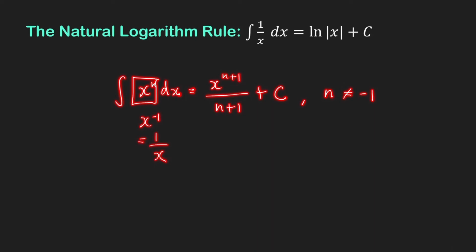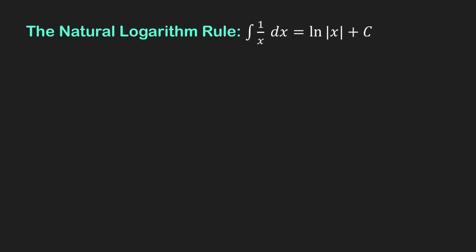So in the case where we cannot use the power rule, we have to use this natural logarithm rule, because this is the case wherein the power of x is negative 1. So this is the same thing as the integral of x raised to negative 1 dx. So for this case, don't use the power rule. Instead, use this natural logarithm rule. So the integral of 1 over x dx is the ln of the absolute value of x plus c. And don't forget the absolute value because ln is defined only for positive numbers.